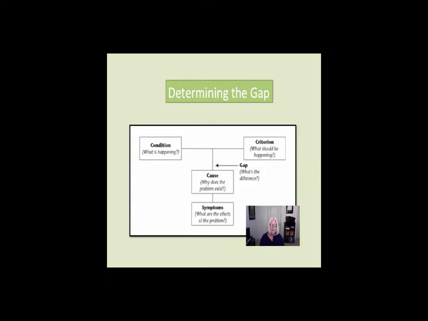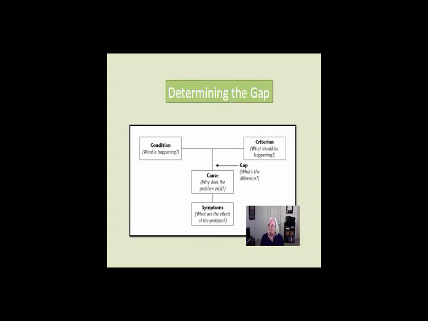We need to distinguish problems, situations, or projects that are appropriate for instructional solutions, such as job-specific training. Okay, so what we have to do, we have to determine the gap. We have to look at what's happening right now, and then the criterion, or what is the ideal situation? What is it that we want ideally to be happening? And we look at the difference, that's the gap.